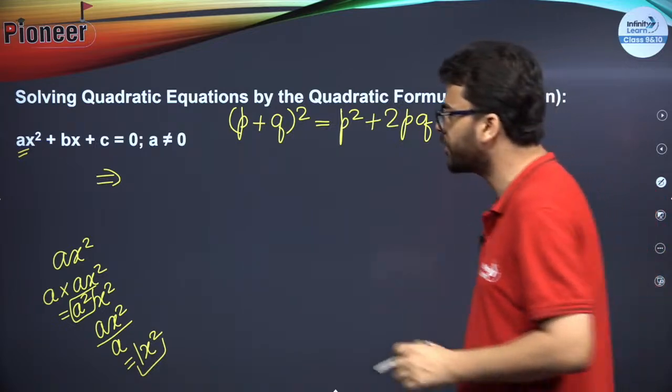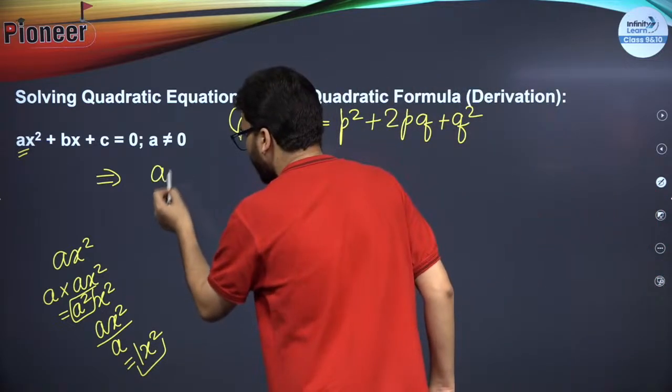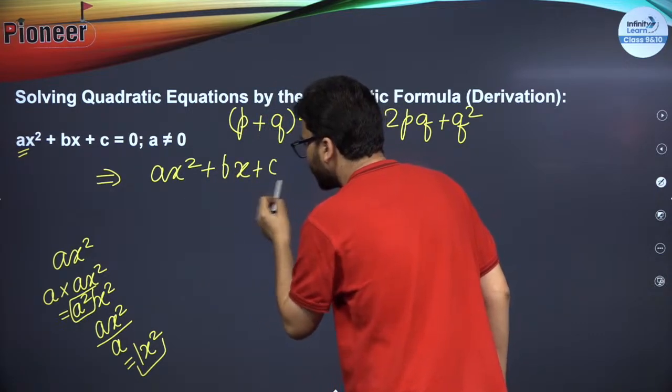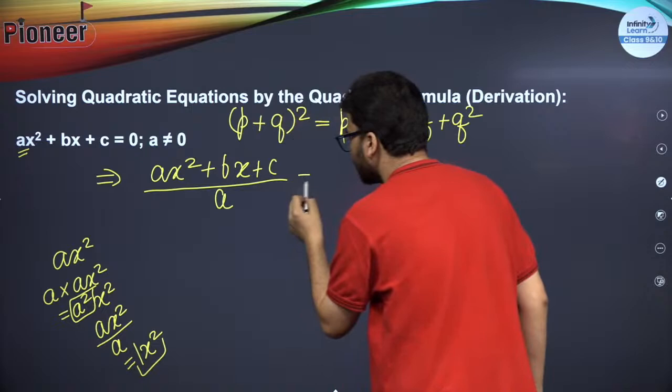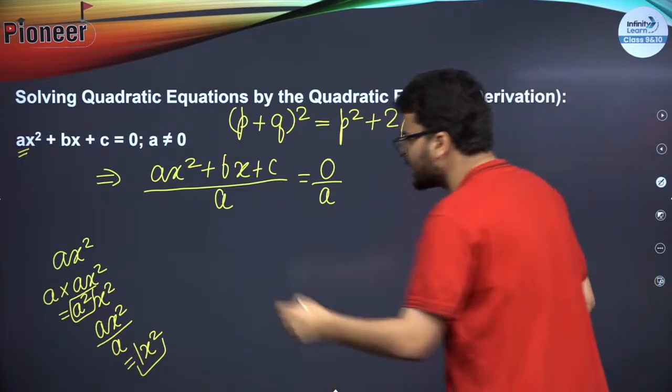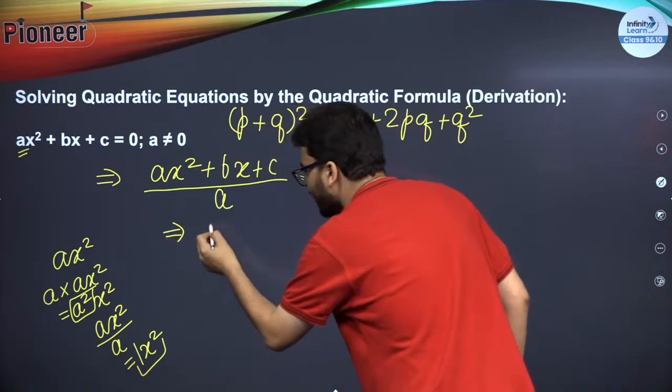I'm dividing the equation by a on both the sides, okay? Ax square plus bx plus c. I'm dividing this equation by a on both the sides. I hope you got this thing. Now dividing on both the sides by a, can I separate out like this, guys?